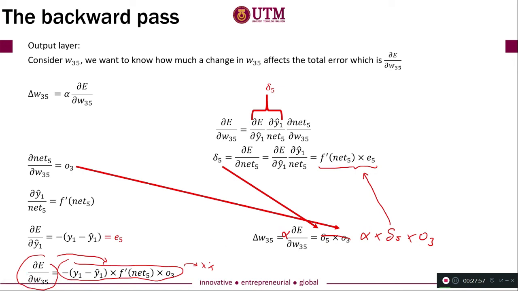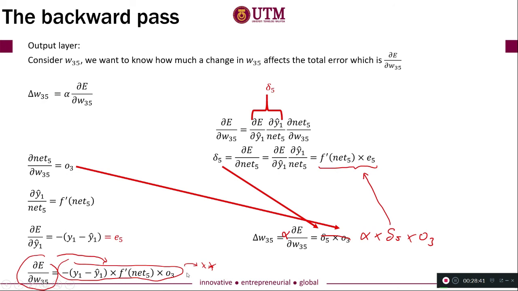But I just added a few notations, which are E5 and delta 5. I define delta 5 as equal to del E over del net, and actually this comes from here. After some replacement and manipulation, I find that the updater of W35 is equal to this one, which is the same thing, but using the notation delta 5. Of course, I just want to show you that it is similar to what we expressed over here.